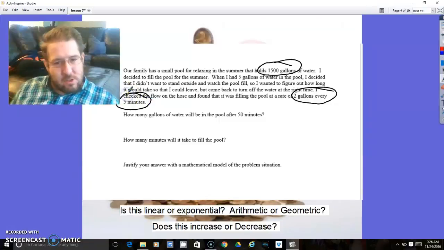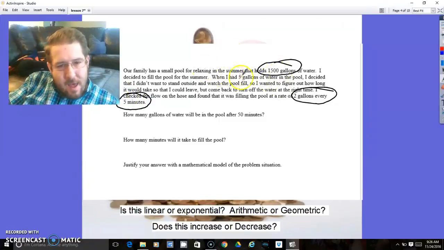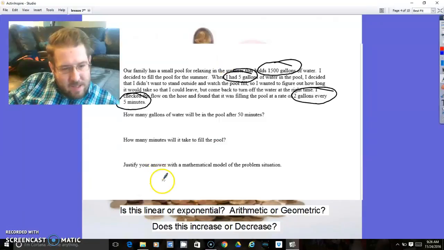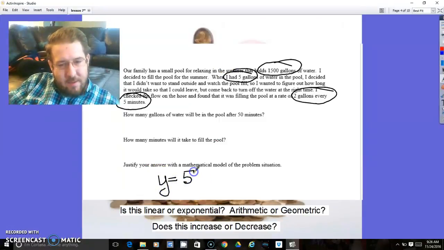The hose is increasing at 2 gallons per 5 minutes. And after 5 gallons, she decided that she doesn't want to watch. I don't blame her. She doesn't want to watch the hose anymore. So she stops. So y equals, when she stops watching, there's already 5 gallons in the pool, plus it's increasing at 2 gallons per 5 minutes. That's the rate, times x.